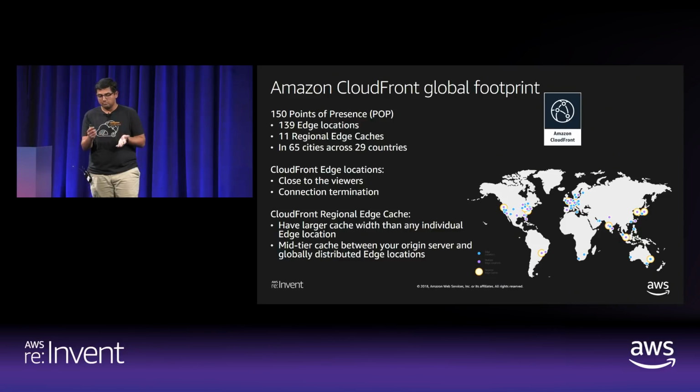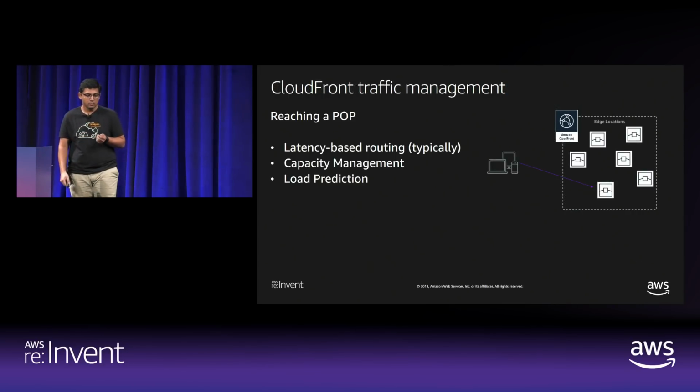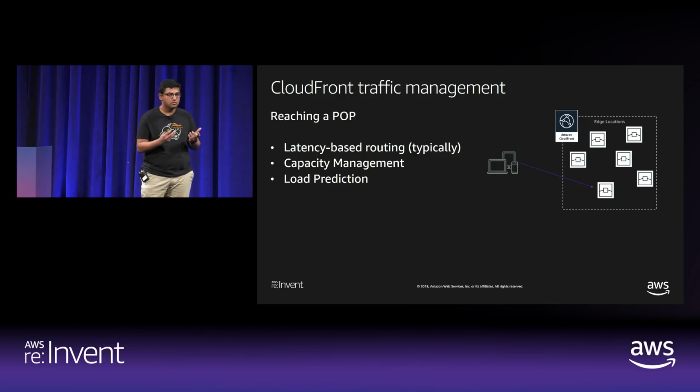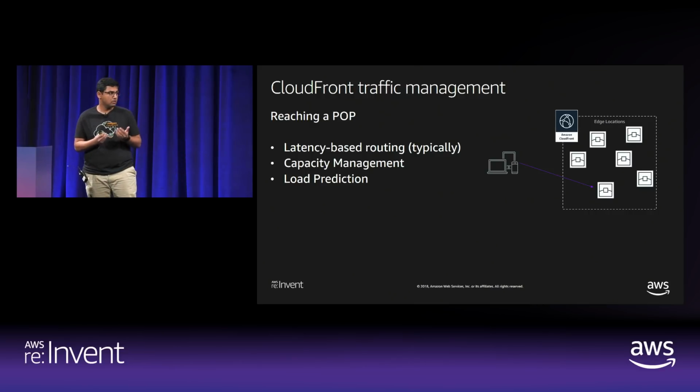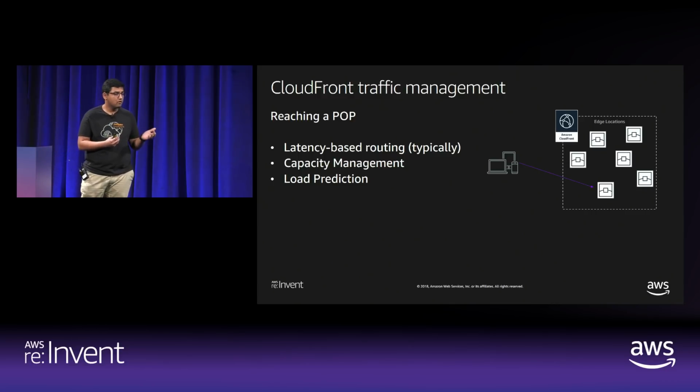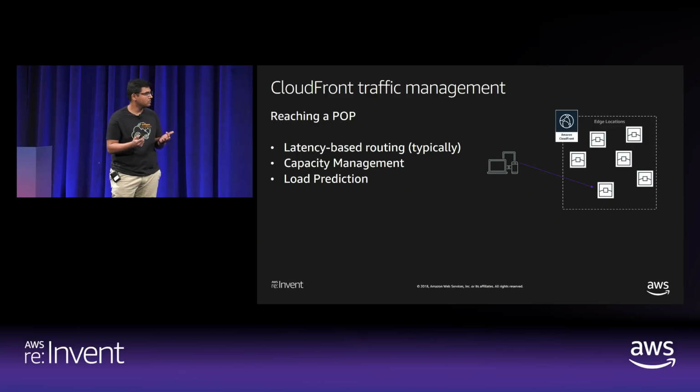So there's all of this infrastructure in place, but what happens with the actual requests that clients send? There are two stages of this. First is the DNS resolution, which determines which edge location a viewer or a client device reaches out to. When a DNS resolution happens for either a CloudFront distribution name or a CNAME that you've associated with the distribution, CloudFront performs, in the vast majority of cases, latency-based routing.